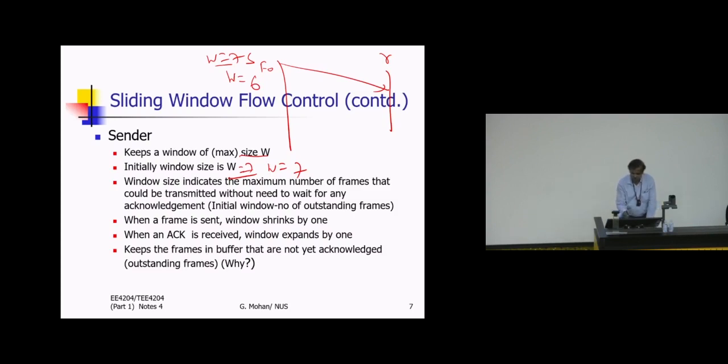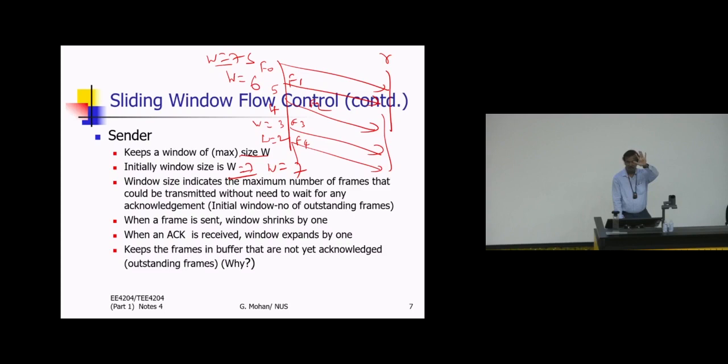So when it sends, let's say, frame number 1, then W becomes 5. Frame number 2, W becomes 4. Frame 3, W becomes 3. Frame 4, which means 0, 1, 2, 3, 4: 5 frames were sent. So it can send only 2 more frames. So the window is shrinking. Right?